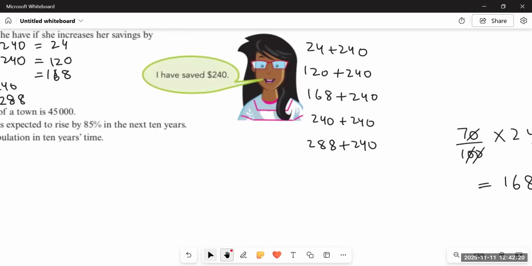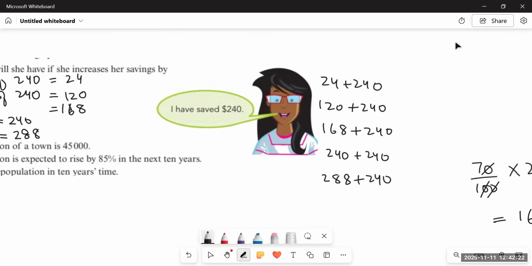We will simply find the given percentages of the numbers, and then add them to the initial total. So 240 plus 24 is equal to 264. 240 plus 120 is equal to 360, and 240 plus 168 is equal to 408. 240 plus 240 is equal to 480, and 240 plus 288 is equal to 528.